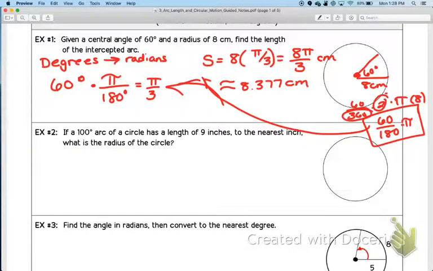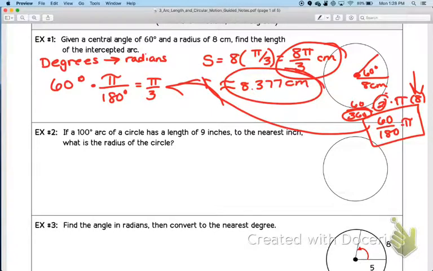And then multiply by your radius. Okay, so they're the same thing, just one's in radian form and one's in degree form. Okay, so there was our answer right there. Let's do another one. Example 2.